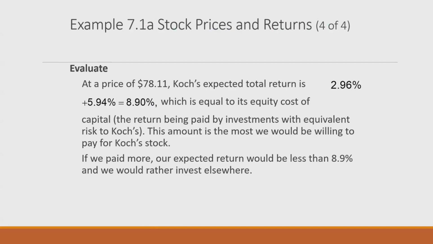At a price of $78.11, Koch's expected total return is 2.96% plus 5.94%, equal to 8.90%, which is equal to its equity cost of capital, which is the return being paid by investments with equivalent risk to Koch. This amount is the most we would be willing to pay for Koch stock. If we paid more, our expected return would be less than 8.9%, and we would rather invest elsewhere.